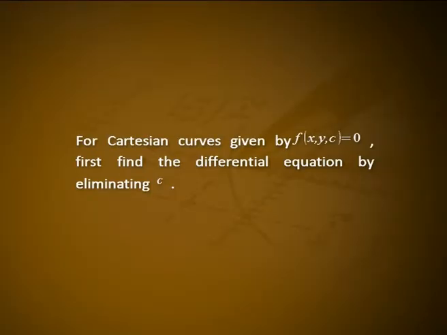Let me try to summarize the prominent ideas in this session. A curve which cuts every member of a given family of curves at right angles is called an orthogonal trajectory of the family. For Cartesian curves given by f of x, y, c is equal to 0, first find the differential equation by eliminating c. Let it be f of x, y, dy by dx is equal to 0. Replace dy by dx by minus dx by dy in this to obtain a new differential equation as f of x, y, minus dx by dy is equal to 0. Solving this gives the orthogonal trajectory.